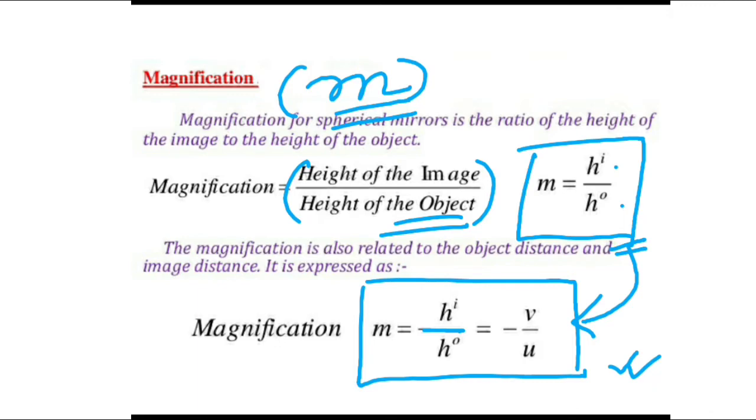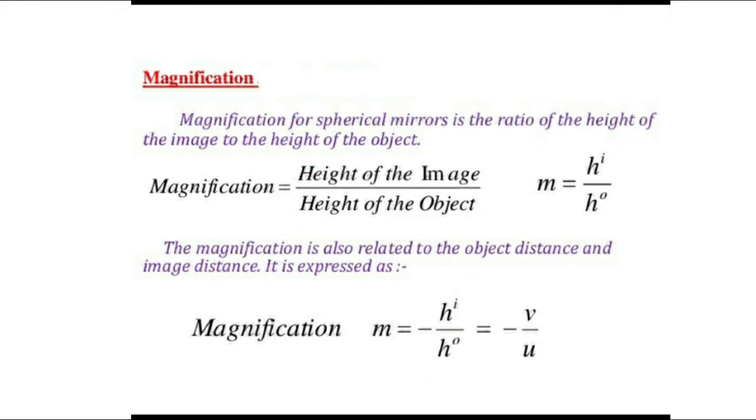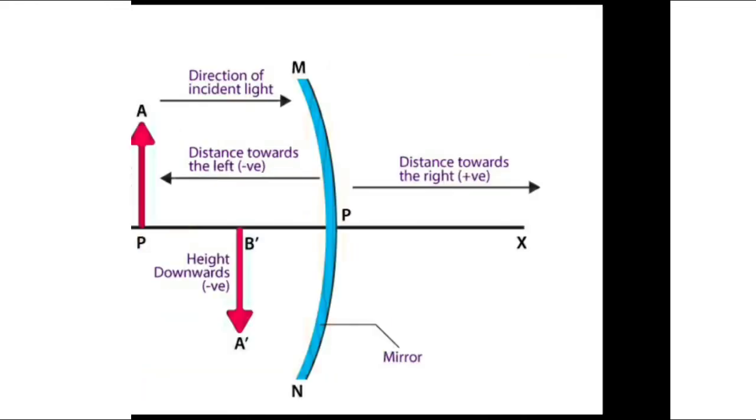According to the directions of the image, object and also the focus, there are some sign conventions which we have to follow. This is called the new Cartesian sign convention, which we have to follow when we are solving a problem. So now let's see what this sign convention is.